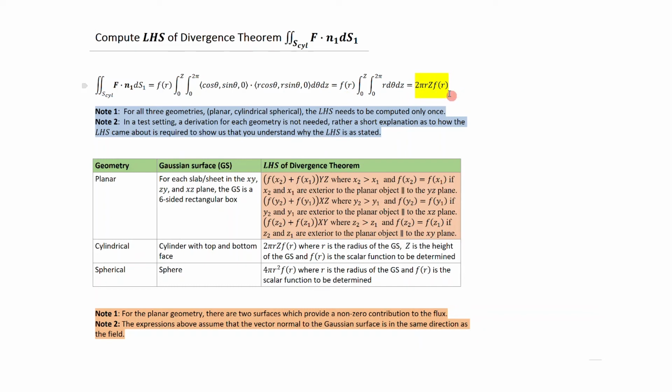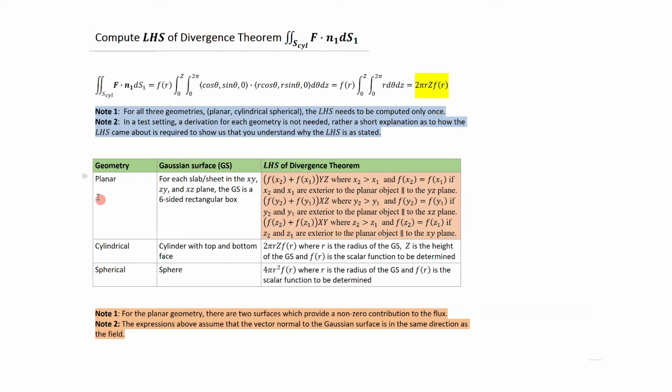which is unique to an object with cylindrical symmetry. Now, for all the different geometries we'll be considering in this course that have symmetry, namely planar, cylindrical, and spherical, you just need to compute the left-hand side only once. Secondly, in a test setting, a derivation for each geometry is not needed. Rather, we just need a short explanation as to how the left-hand side came about, just to show that you understand how the left-hand side was derived, in a very short form.